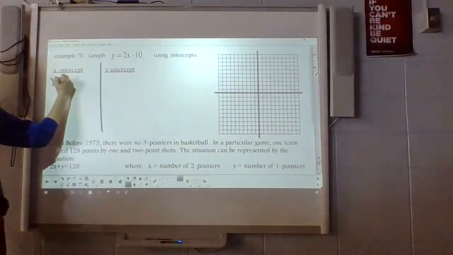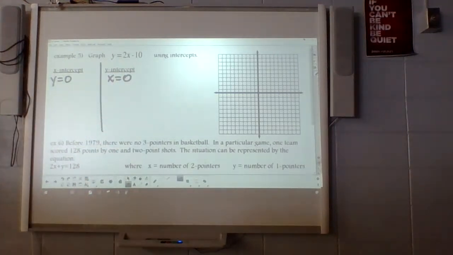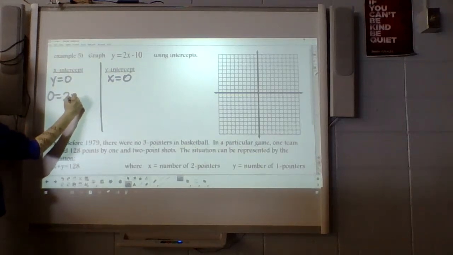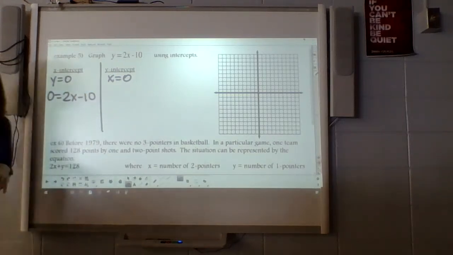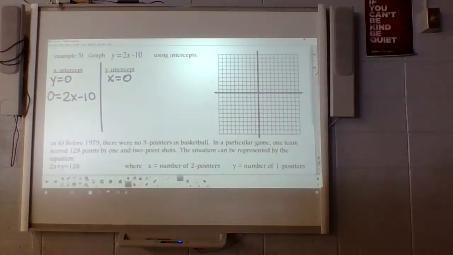But again, I get y is 0 and then x is 0. Now in this case, again, the x-intercept's going to be a bigger pain. When I go to put y in as 0, how do I find my x now? Yeah, go ahead.